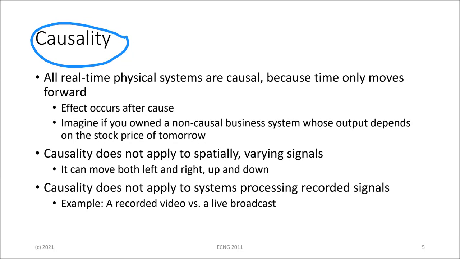So a lot of computerized systems have information stored, recorded information. Because it's recorded, you could go into the information at any point in time. So in other words, you could go into the future of a particular value. So recorded signals are by their nature not causal because you could move back and forward in time.